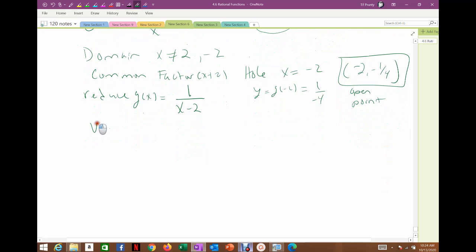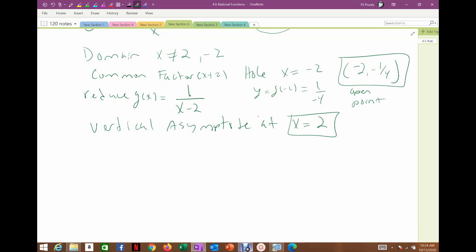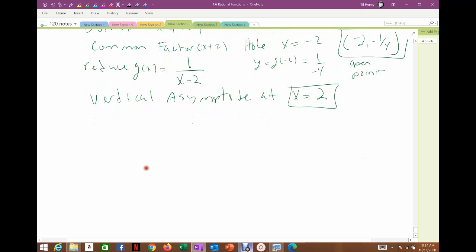Alright, and then I also have a vertical asymptote, the other break. So I have a break at negative 2 is a hole. I have a break at positive 2. There's no way to get rid of that break, so I have a vertical asymptote at positive 2. So I've got to remember at x equals 2, there should be an asymptotic behavior break there where I'm approaching infinity and negative infinity to the left or the right. All right, my intercepts.